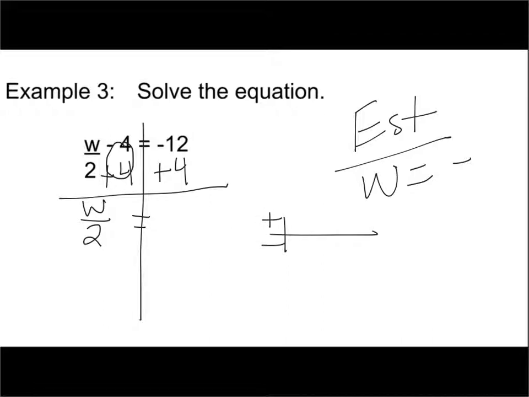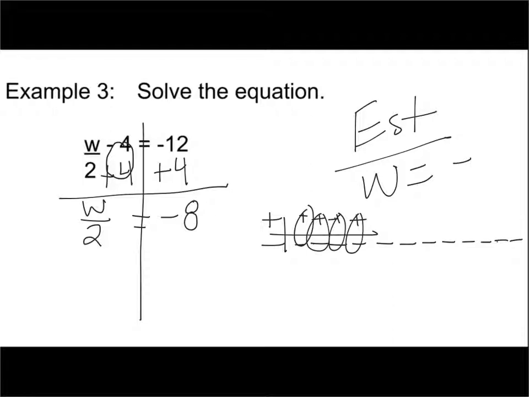So we have 4 positives, 1, 2, 3, 4. We have 12 negatives, 1, 2, 3, 4, 5, 6, 7, 8, 9, 10, 11, 12. We can make, let's see, 1, 2, 3, 4 zero pairs. That looks like 1, 2, 3, 4, 5, 6, 7, 8. So 8 left over and they're negative. So w over 2 equals negative 8.